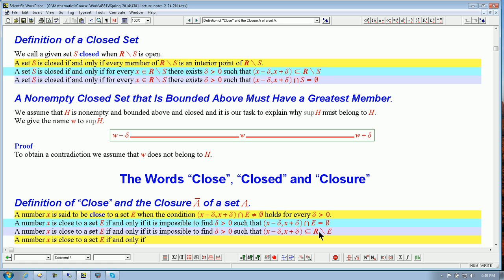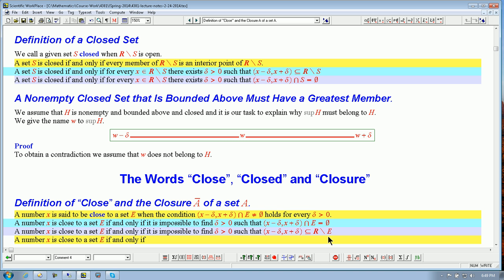It's not bad. Galen? A number X is close to a set E if and only if it's impossible to find delta greater than 0. You can do it with union, can't you? Union of what? Well, I'm saying you can do it with union of X minus delta... it's impossible to find delta greater than 0 such that this is included. I'm going to come to you in one second. There was one hand. Yeah?